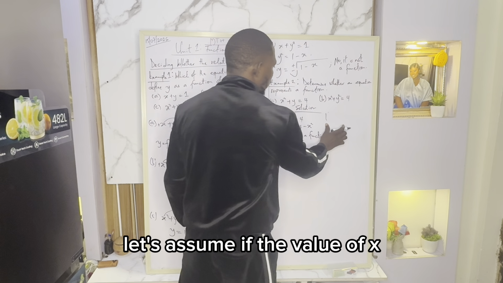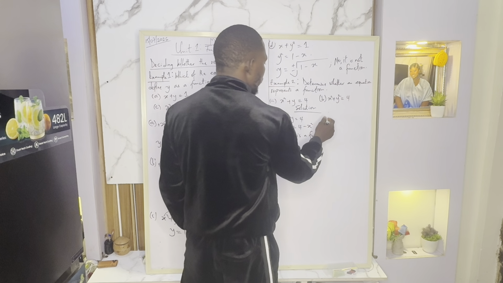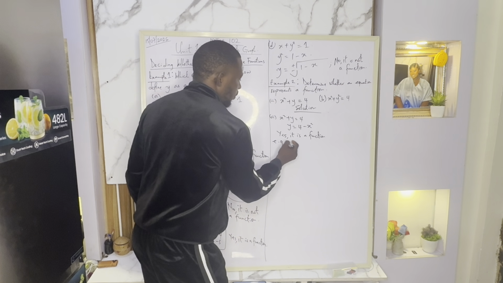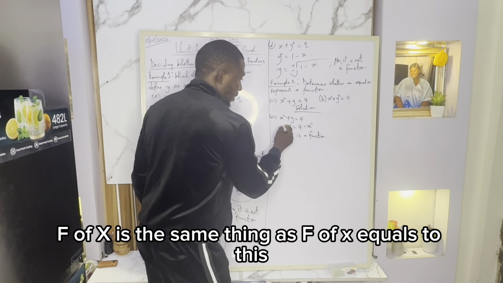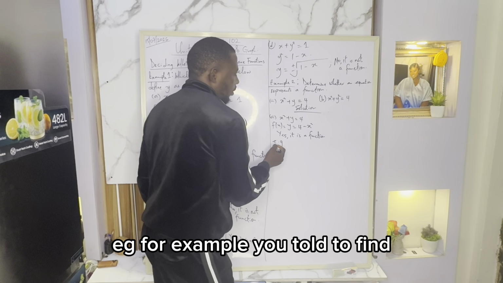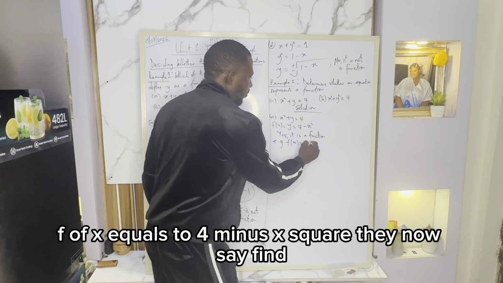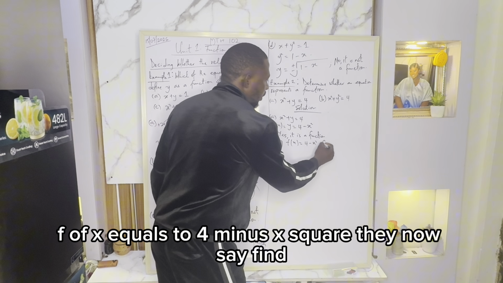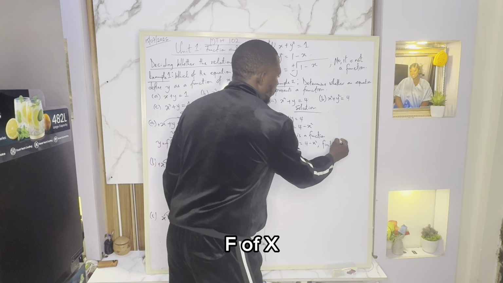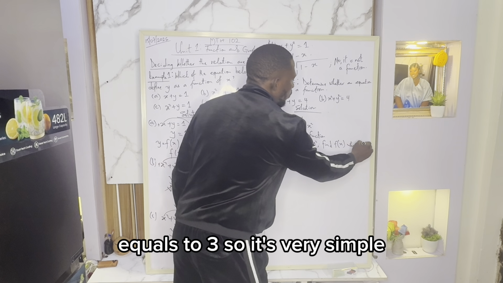Let's assume the value of x is, for example, maybe I'm told to find f of x. You know this is f of x. It's the same thing as f of x equals this. For example, I'm told to find f of x equals 4 minus x squared. Then I'll say find f of x when x equals 2.